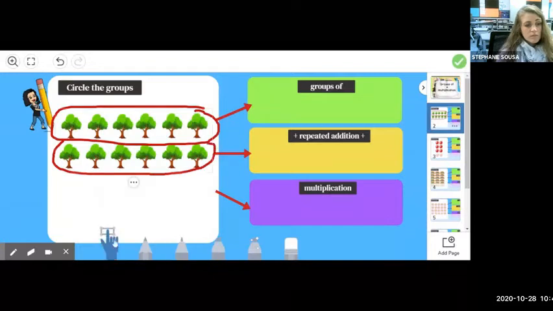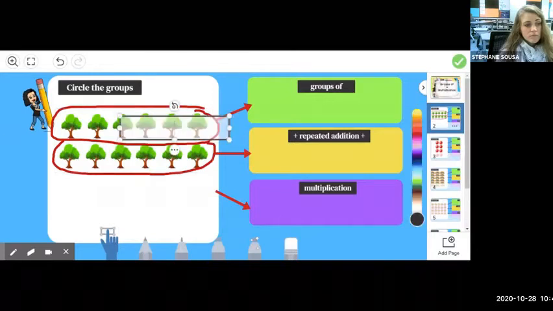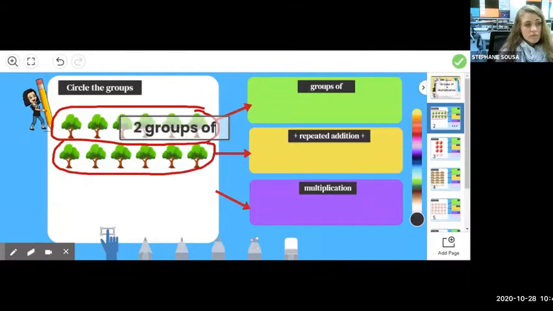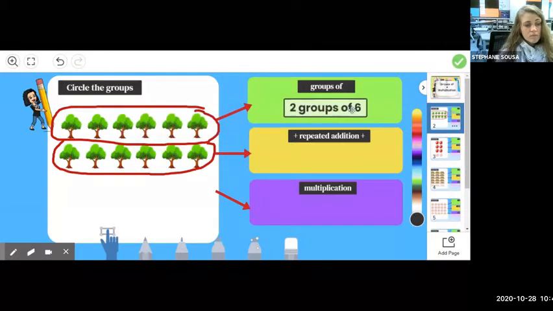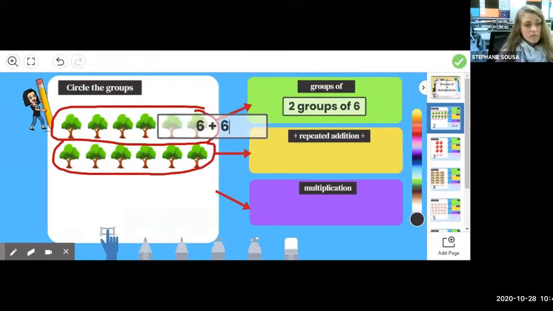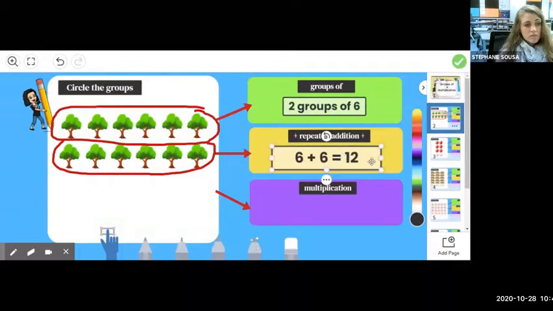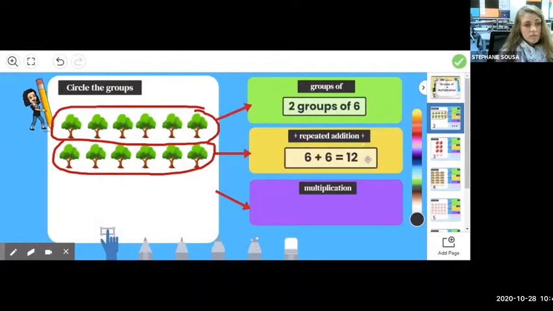Your next step is to then write up these groups. So using your typing tool, I have 2 groups of 6. I'm going to move this one over under the groups of. Next, I have to write this as a repeated addition sum. So using my typing tool again, 6. 1 group of 6 plus 1 group of 6 makes 12. And moving it under my addition sum section.